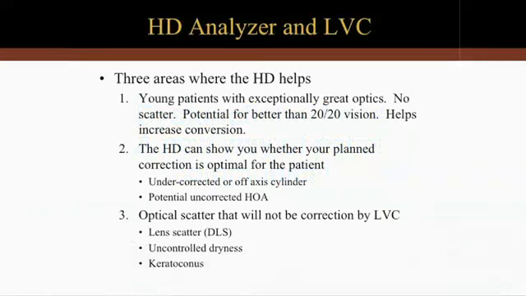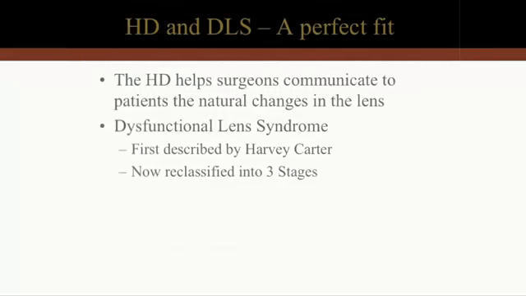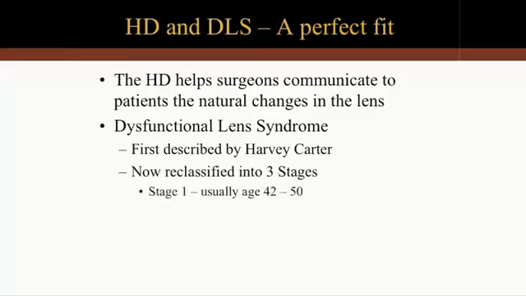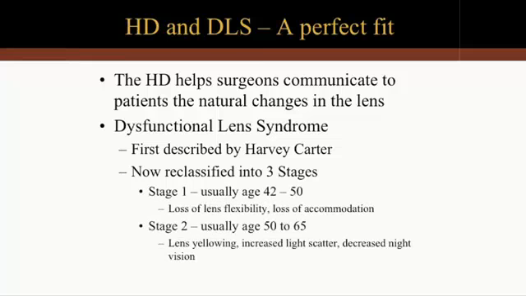The other part of the practice is when people start developing what we're calling dysfunctional lens syndrome. It's kind of a new term that we're using now, but if you take people in their 40s, something happens to their lens and they can no longer focus up close. That's stage one of the dysfunctional lens. There's a second one that really happens in our 50s where the lens starts getting denser. It turns a little bit yellow.